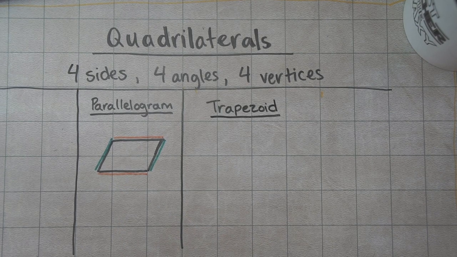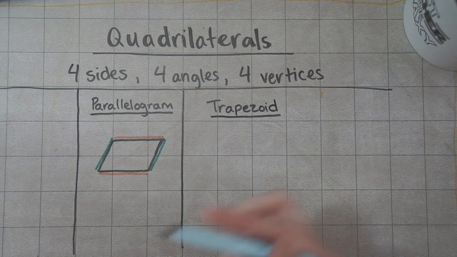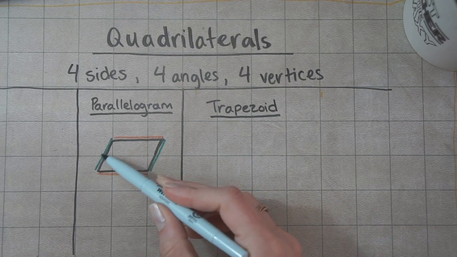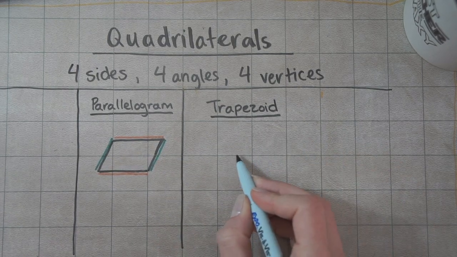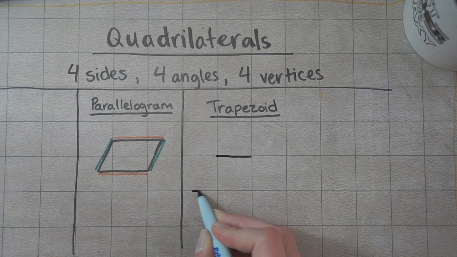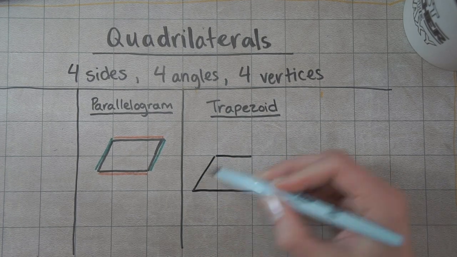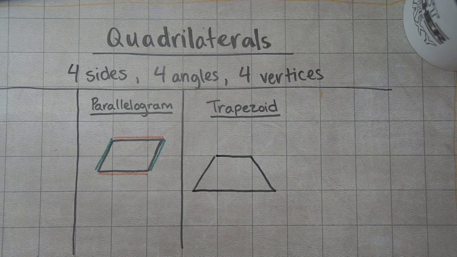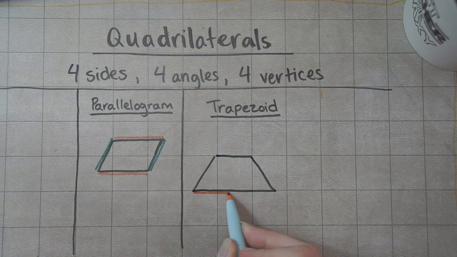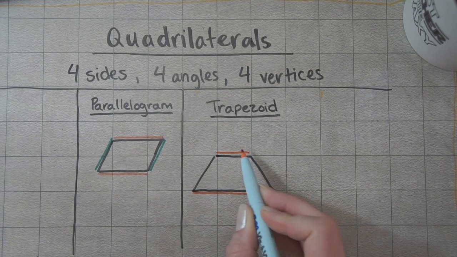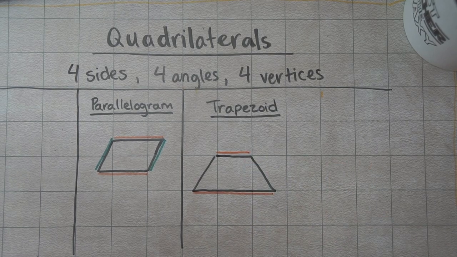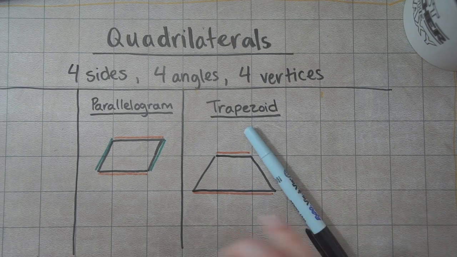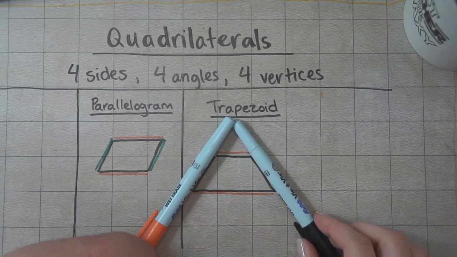Trapezoids are special because they only have 1 set of parallel lines. That's why they don't fit in the parallelogram family, because to be a parallelogram you have to have 2 sets of parallel lines. Here's an example of a trapezoid. Now you can see in this shape there's only 1 set of parallel lines. The top and bottom lines could be extended forever and they would never ever touch. But these 2 side lines, well, you can see that eventually they would run into each other right here.